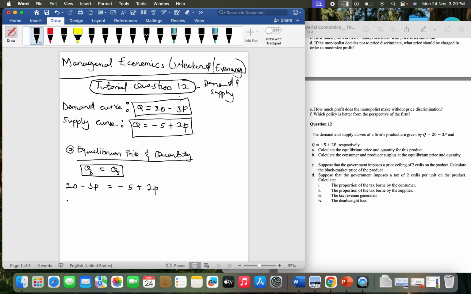I have 20 here. This is minus 5, it comes here and becomes plus 5. This is 2P, you move it to the right hand side, plus 3P. This gives you 5P is equal to 25. Since we are finding P, we divide both sides by the coefficient of P, which is 5. So price is equal to 5 cedis. So this is the equilibrium price.